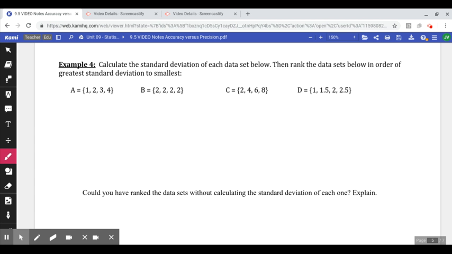In example 4, we want to calculate the standard deviation of each data set below. Then we'll rank the data sets in order of greatest standard deviation to smallest. So that'll be important. If you need to know how to calculate standard deviation using your calculator, please check out the previous example video, which is example 3. In that video, I run through all the steps using a calculator to calculate this.